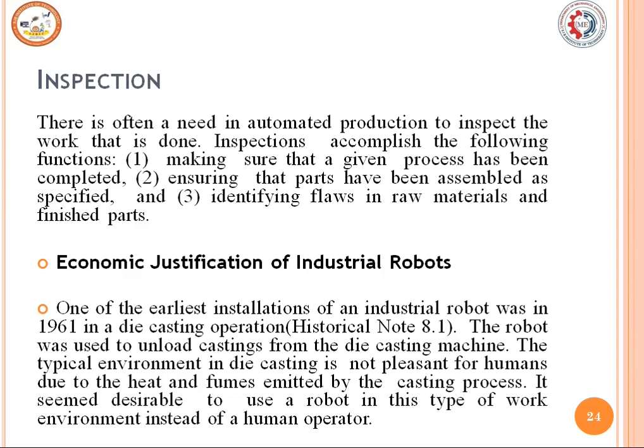So further we will go on with the economic justification of industrial robots. The robots were used to unload castings from the die casting machine. Here a human being cannot handle the heat and fumes while the casting process is happening. So there robots are used at the workplace instead of a human operator.